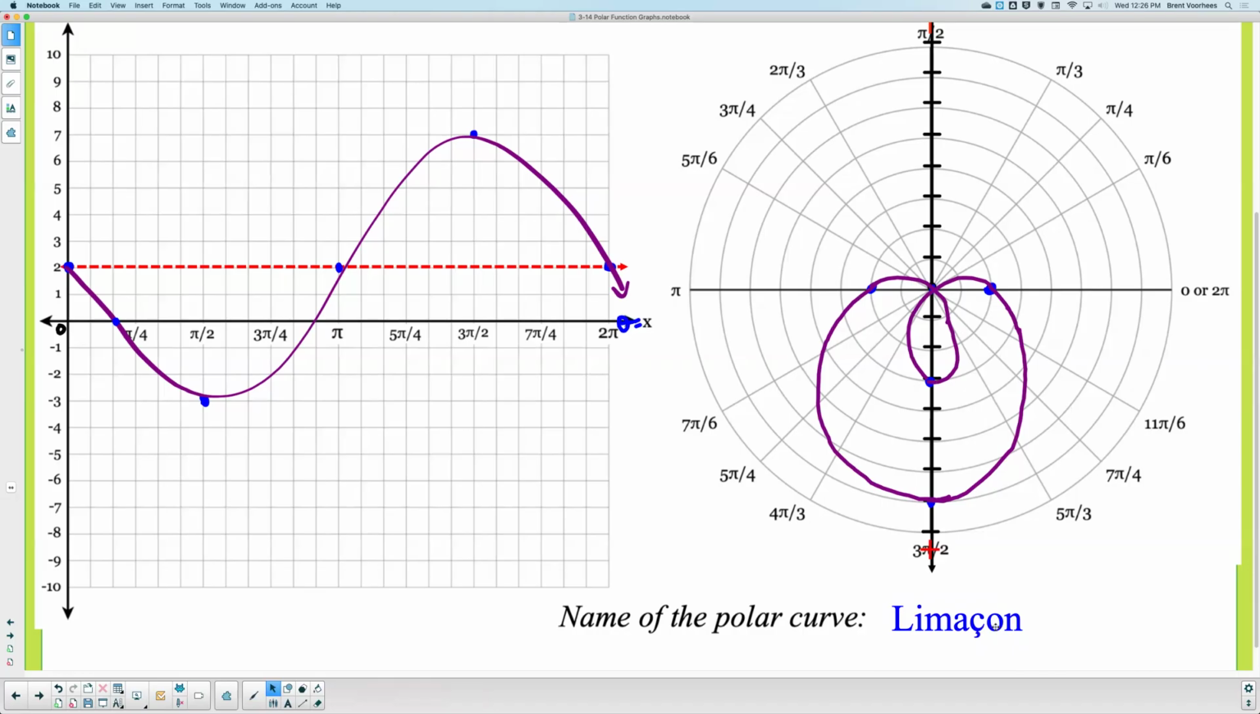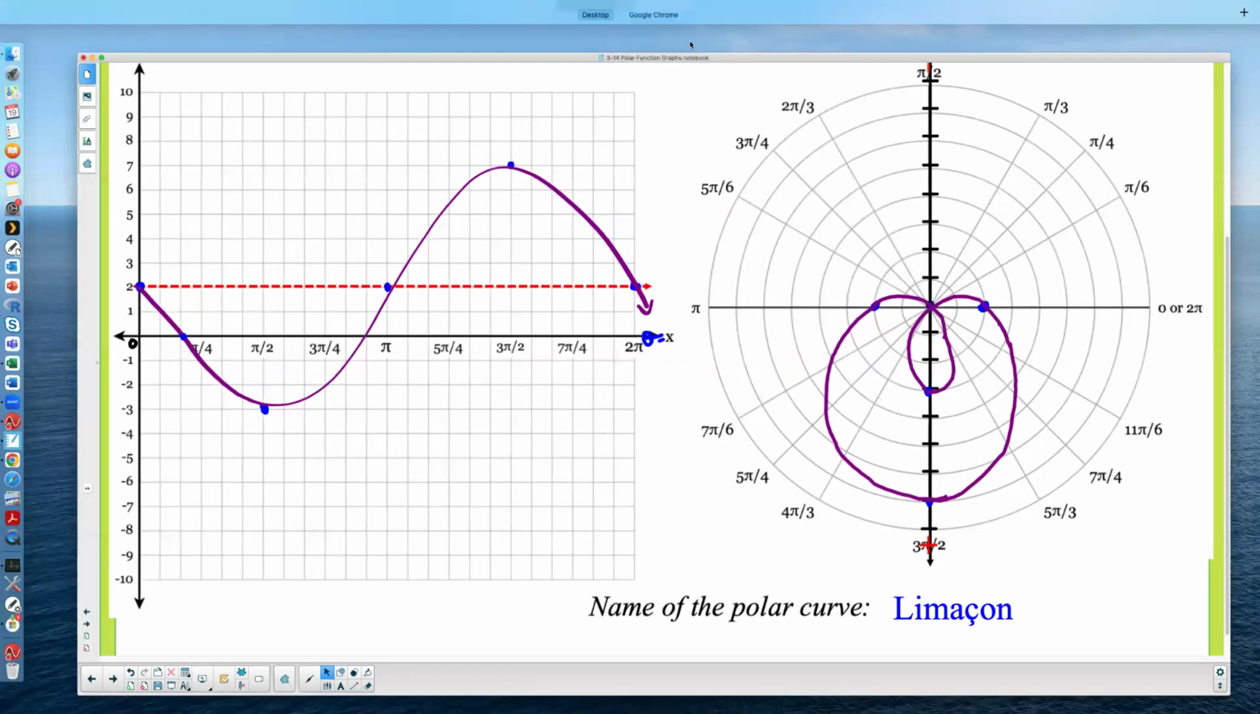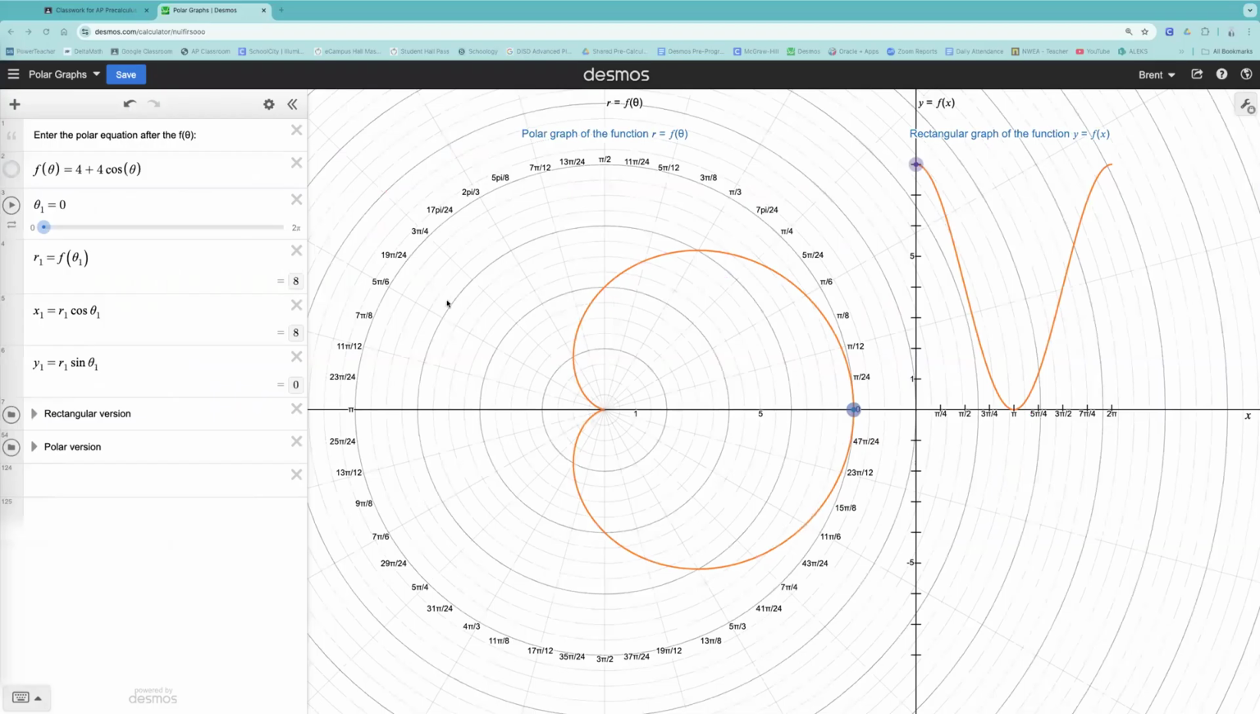You do need to know the names. If I hadn't said that, that's the first. Cardioid is heart. Limacon comes with a lima loop. That's how I recommend you remember it. But it comes from a word that means snail in French. Sorry, in French. Let's come over here and graph it.